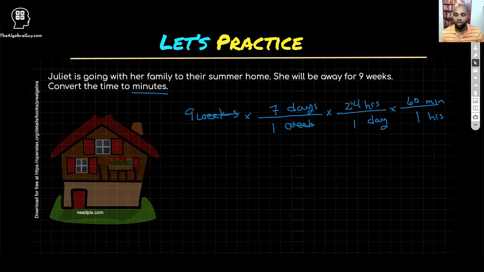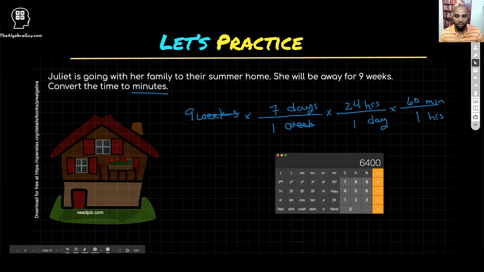So let's do the math now to discover how many minutes are in 9 weeks. This is going to be 9 times 7 times 24 times 60. So the calculator is going to do all the hard work. Actually, we did the hard work. The calculator is making it easy. Times 24 times 60. Bam. That's a lot of minutes, right?